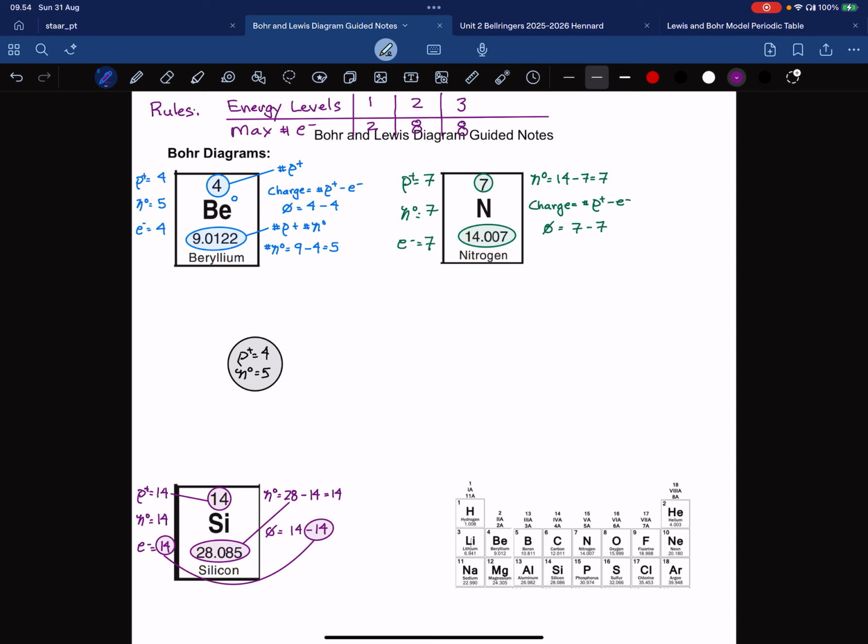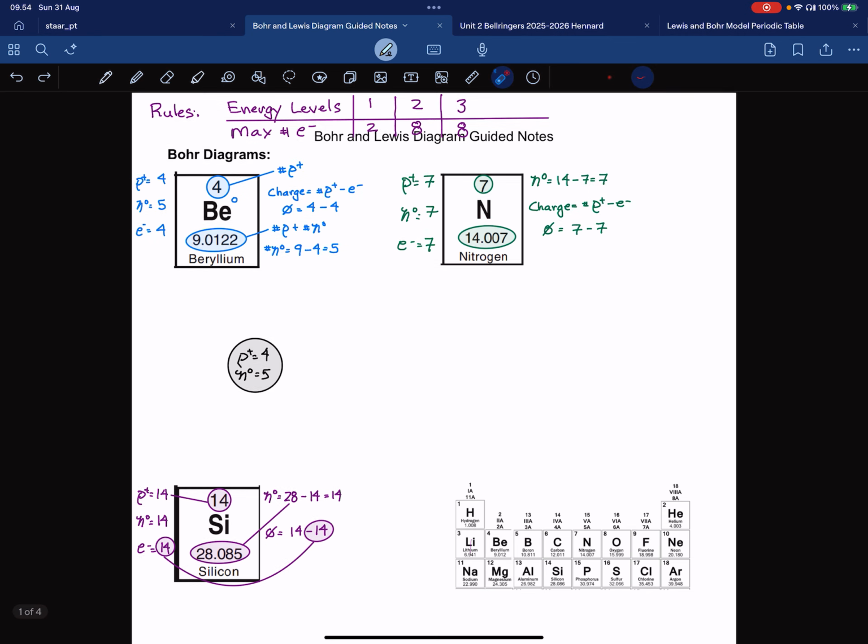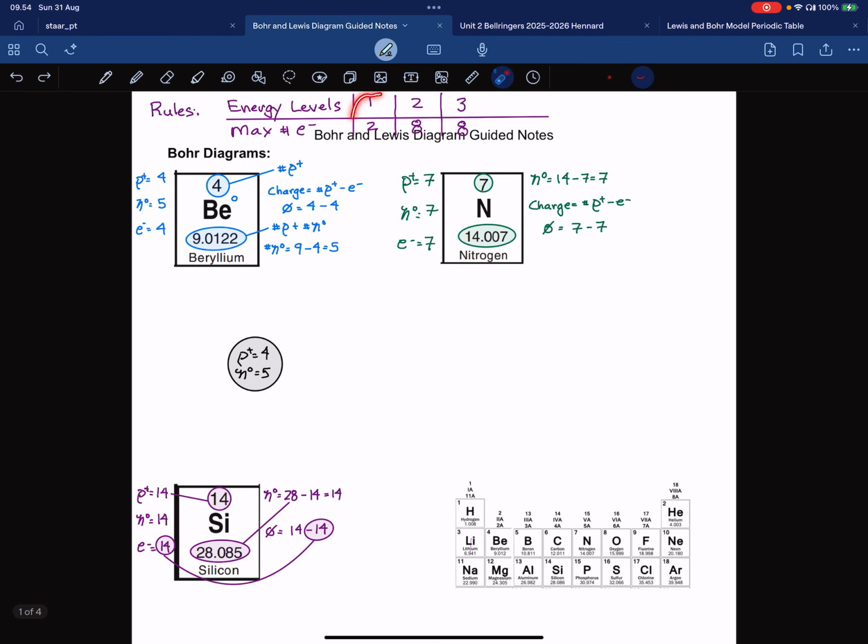I will point this out over and over again, but let's try that again. Maximum number of electrons is 2 in energy level 1. Notice there are 2 elements in the first period. Maximum number of electrons is 8 in energy level 2. Notice there are 8 elements in the second period. Maximum number of electrons is 8 in energy level 3. Notice there are 8 elements in the third period. None of those are coincidental.